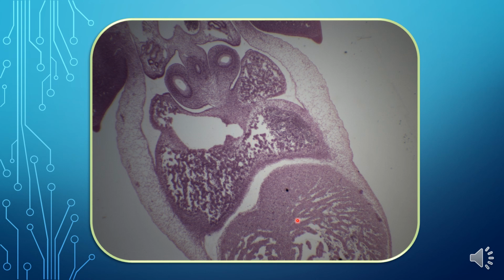Ventral to the gut tube is the heart, and the cavity of the heart, the pericardial cavity, and the cavity from the foregut, and a respiratory pleural cavity.